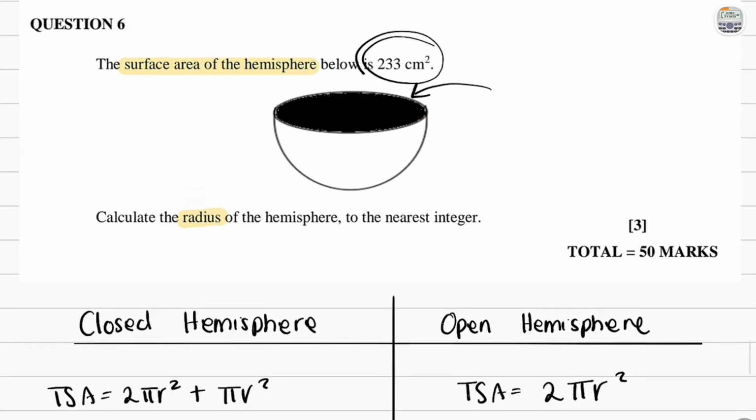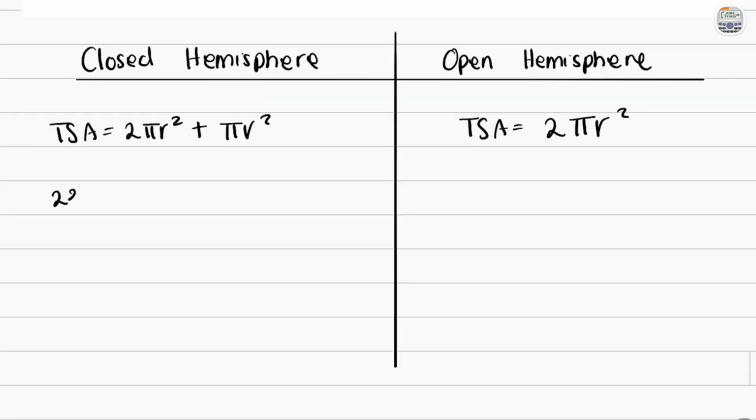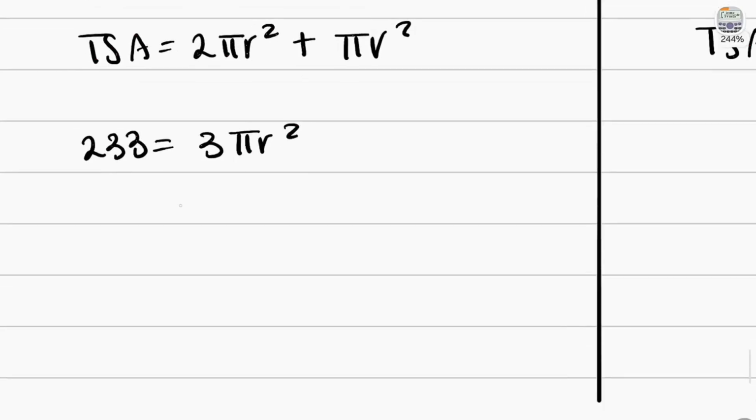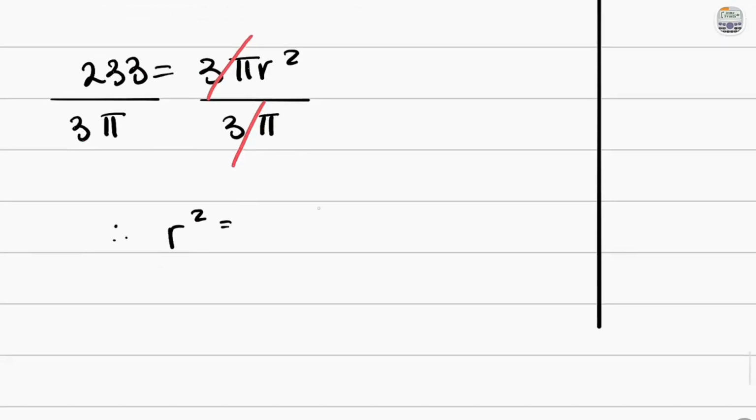We have the total surface area. The surface area is 233 centimeters squared. So we'll just say 233 equals, and in this case, you see that these are like terms, so they'll add together to become 3 pi r squared. Then we would just divide both hand sides by the number so that we can get to r. We're trying to find the radius. So pi is also a number. So divide both hand sides by 3 pi. The 3 pi and 3 pi leave, so once it's gone, you just have r squared left. So r squared equals 233 over 3 pi.